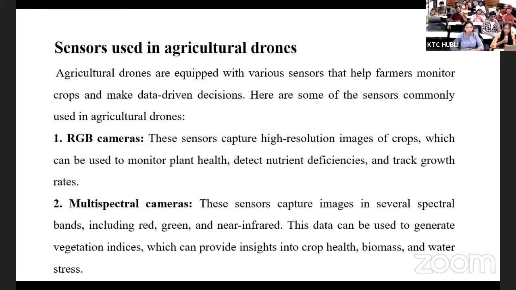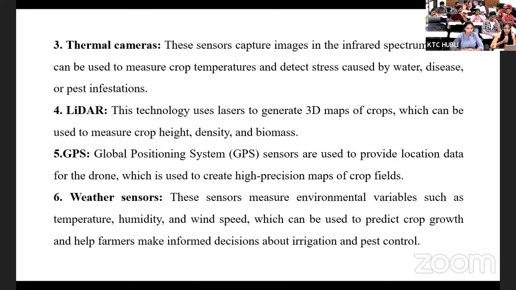This data can be used to generate vegetation indices, which can provide insights into crop health, biomass, and water stress. Thermal cameras. These sensors capture images in the infrared spectrum, which can be used to measure crop temperatures and detect stress caused by water, disease, and pest infections.